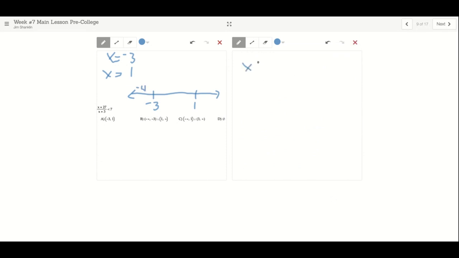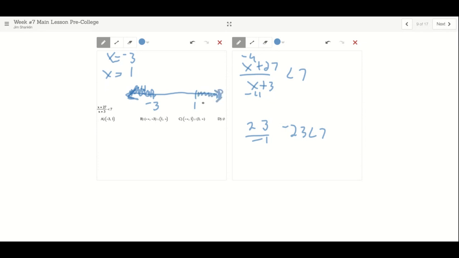So if I put that into this original inequality, if I put -4 in here, what is 23 over -1? -23, so that's -23 is less than 7. Is that true? Sure it is. -23 is definitely less than 7. So that means this is shaded in. Usually if you have one side shaded in, the other side is going to be shaded in.